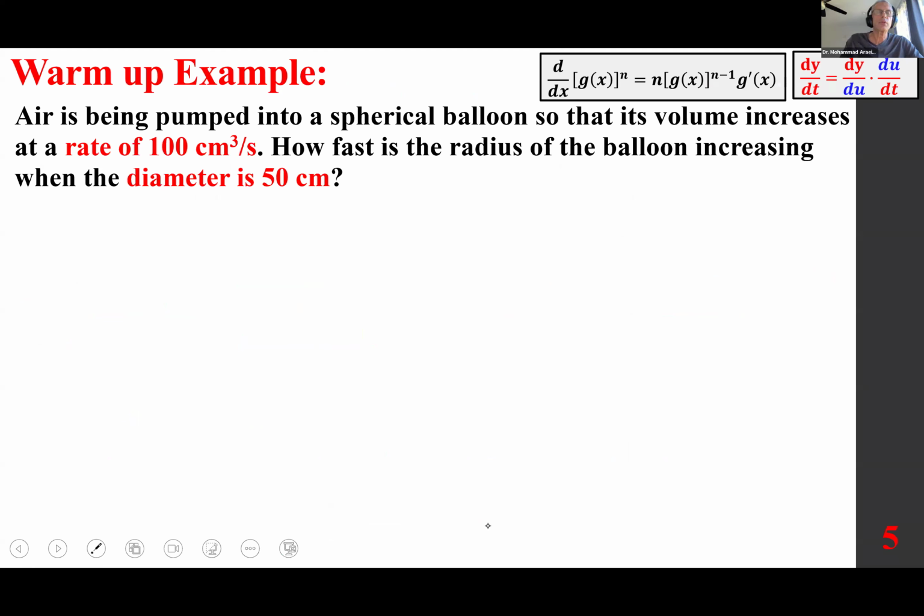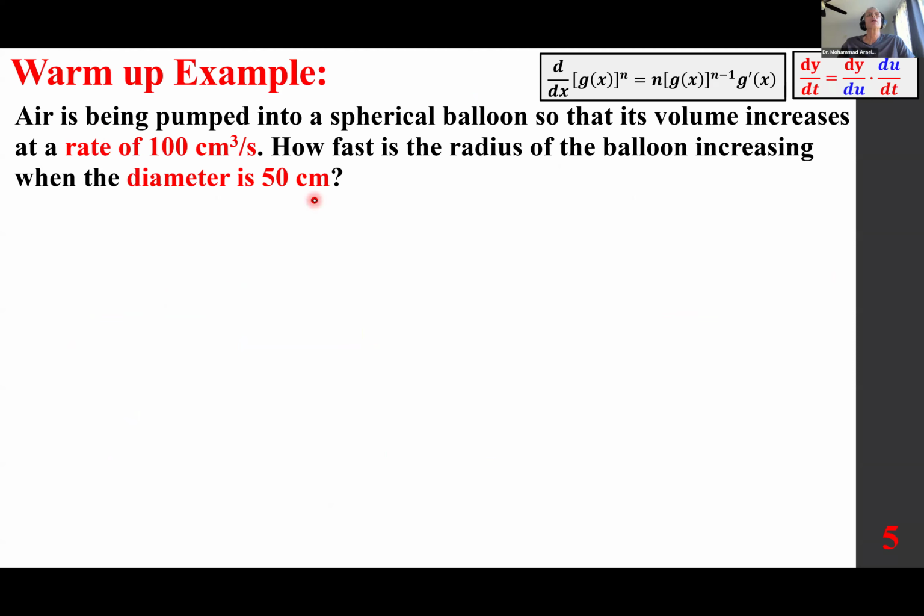Now, this warm-up example is regarding what we just mentioned. Air is being pumped into a spherical balloon so that its volume increases at the rate of 100 cubic centimeters per second. How fast is the radius of the balloon increasing when the diameter is 50 centimeters?